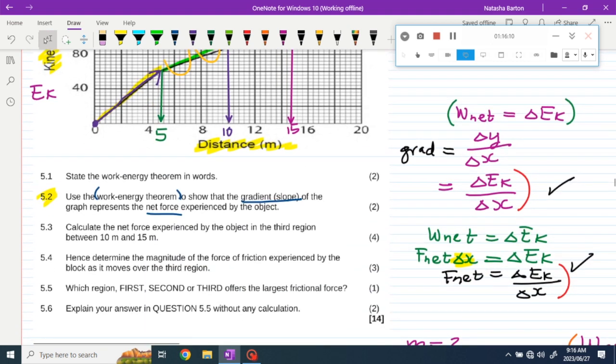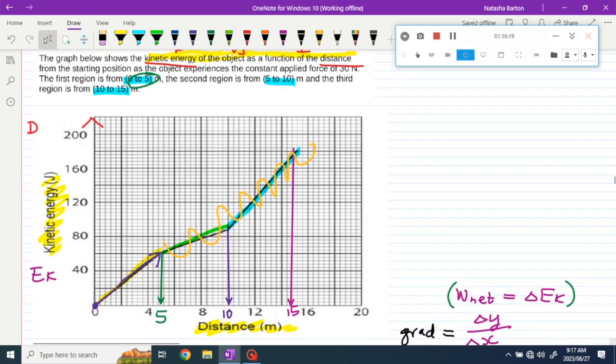When we get to the next one, they say, calculate the net force experienced by the object in the third region. All they are saying is, calculate the gradient of this blue line, because we've now established that the gradient is the net force. But please take the time to read the values off the graph. Don't be too quick about it, and make sure you get the correct numbers.